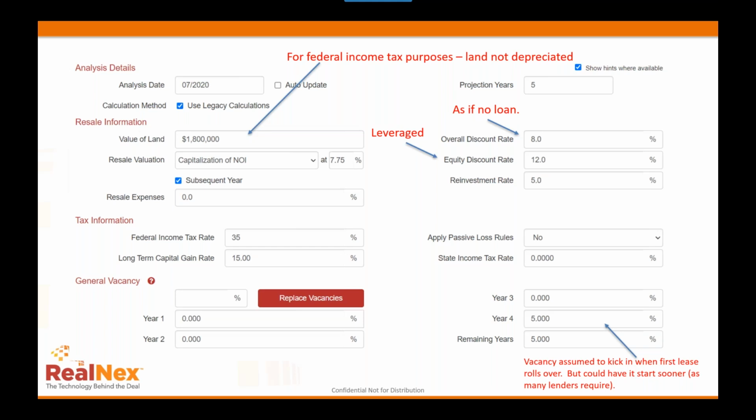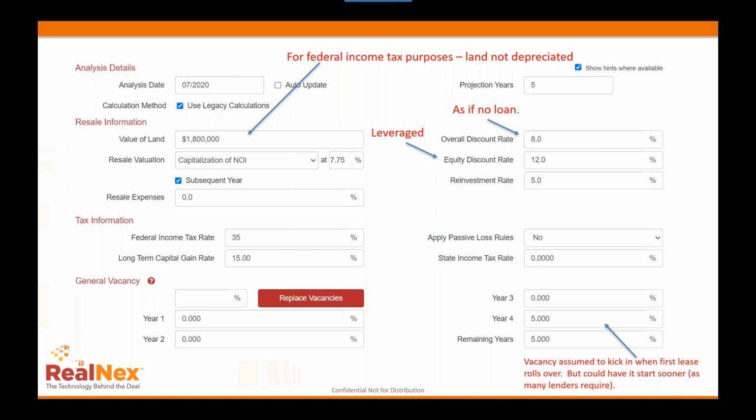What that means is, aside from the program calculating vacancy when leases come up for renewal, or if you have any space that's vacant when you first buy the property that needs to be absorbed, you can also say, well, I'm going to assume that for whatever reason, there's always going to be a minimum of 5% vacancy. I don't really like that myself, but a lot of lenders require it. They'll say, look, you may have your property 100% leased, but there's always a chance you're going to lose somebody for whatever reason. So to be conservative, we want you to put in a general vacancy rate.